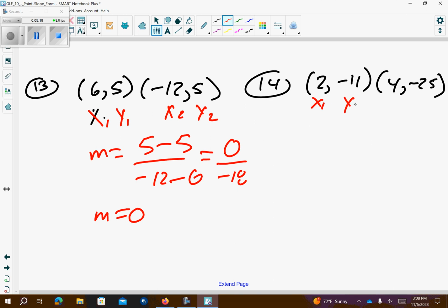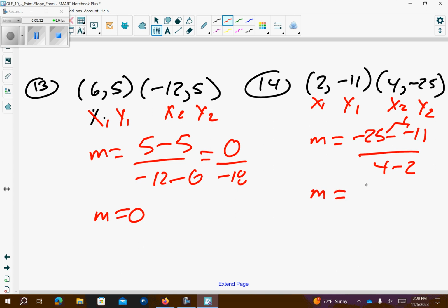I have x1, y1, x2, y2. So my slope is going to be negative 25 minus negative 11 over 4 minus 2. Negative negative is positive, so I'm going to get negative 25 plus 11. It's going to be negative 14 over 2. That can reduce to negative 7 over 1. Make sure you keep it as a fraction.